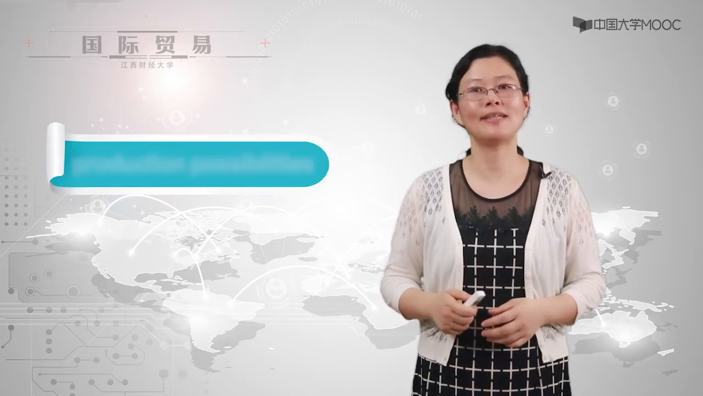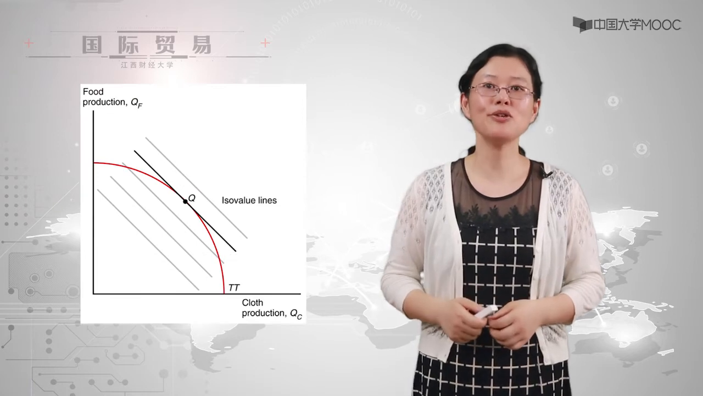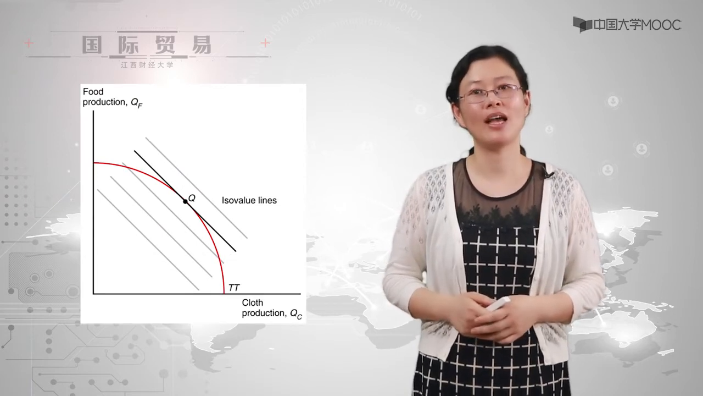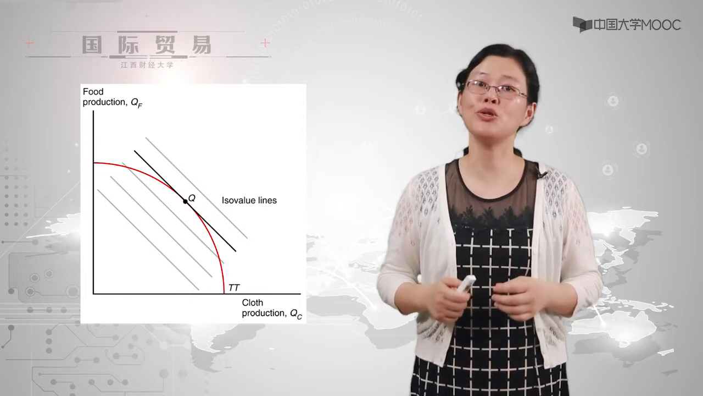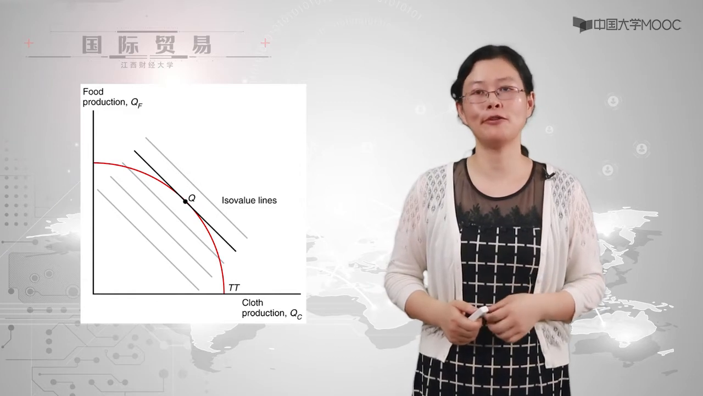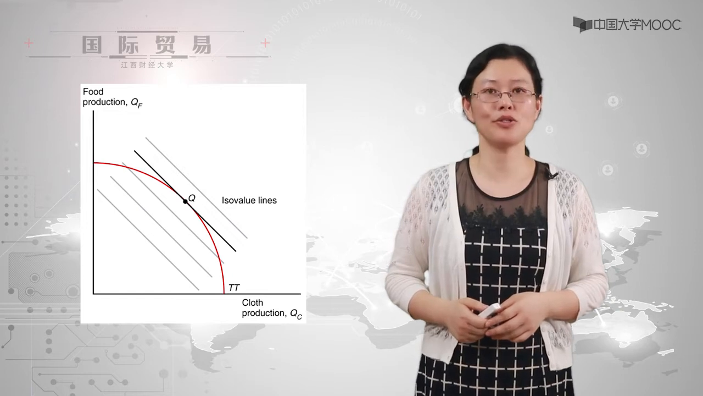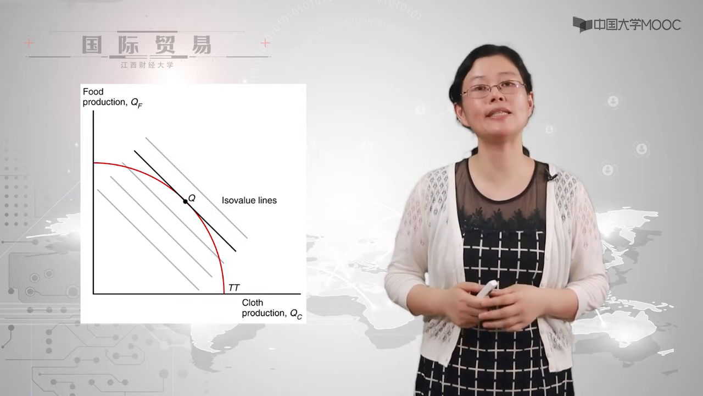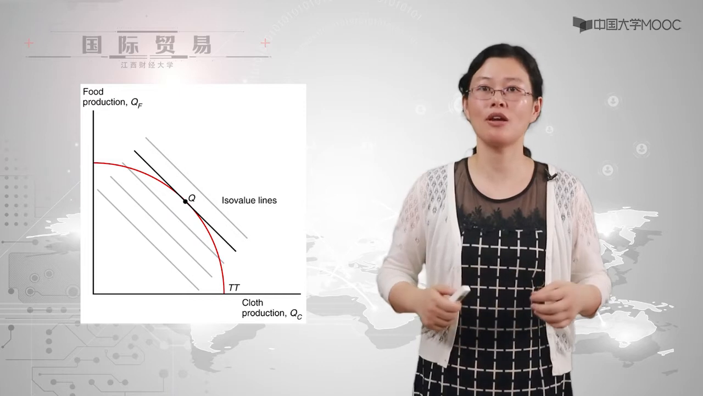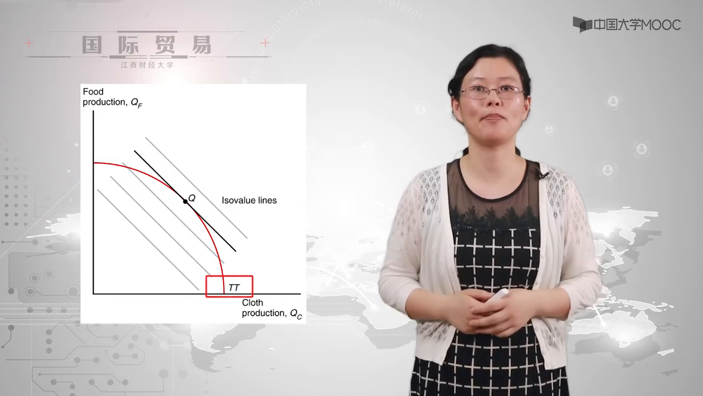Firstly, let's look at the relationship between the production possibilities and the relative supply. Let's look at figure 1. We assume there are 2 countries, and each country produces 2 goods, food and cloth. We use F for food, C for cloth in figure 1. We also assume each country's production possibility frontier is a smooth curve. We use the TT line to illustrate it in figure 1.